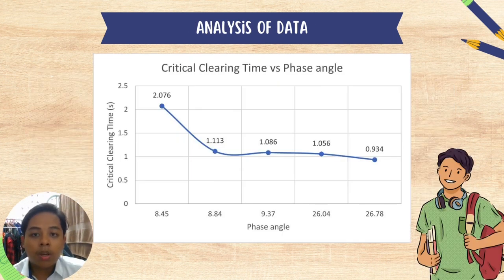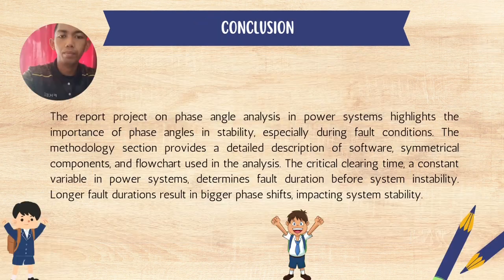Then, for analysis of data, the graph showed the critical clearing time versus phase angle. The graph indicated that when the phase angle increases, the critical clearing time decreases. This is to prevent the generator or rotor from breaking by ensuring the fault is cleared within the critical clearing time. If the fault is not handled in the critical clearing time, the generator or rotor will be damaged. Thus, it is important to know how much the critical clearing time is for a specific phase angle.